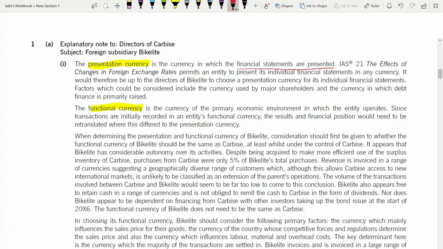If you don't remember the IAS number, let's assume rather than writing IAS 21, you mistakenly wrote IAS 20, or you forgot and wrote IAS 20. Never make this mistake, because IAS 20 is something else. It is about government grants and all. This is 21. So changing one digit can change the whole standard.